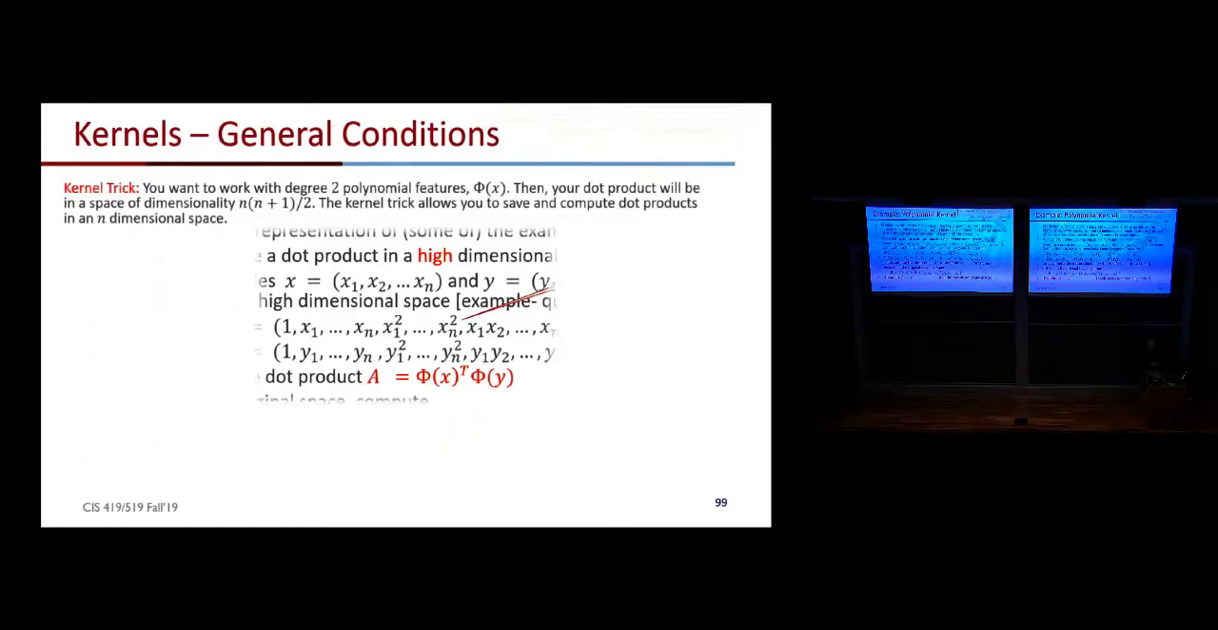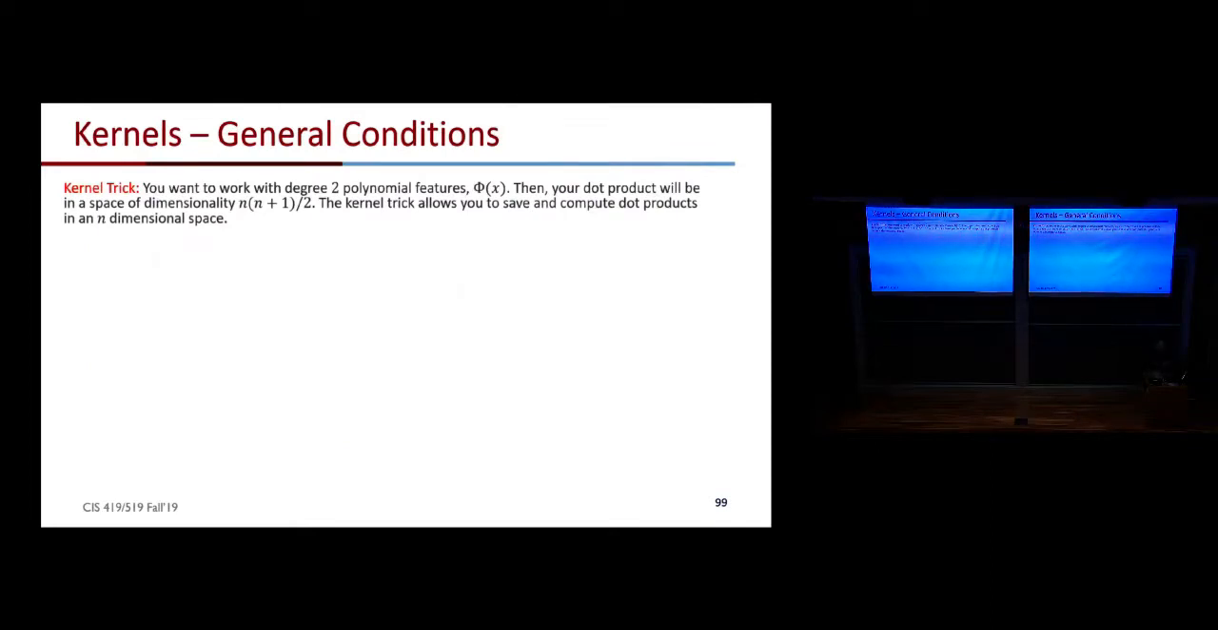Okay, second example that we gave. And again, I'm restating what I mean by the kernel trick to make sure that we are all on the same page. We want to work with degree 2 polynomials, for example. Could be also degree 3 polynomial or degree 7 polynomial or other kernels. Then the dot product will be in a space of dimensionality n squared. Specifically for that case, it was n plus 1 over 2, which is about n squared. And the kernel trick allows you to save and compute the dot product in the original n-dimensional space.